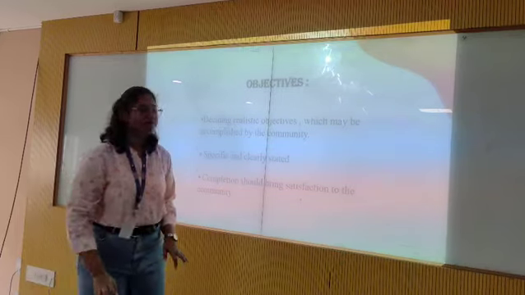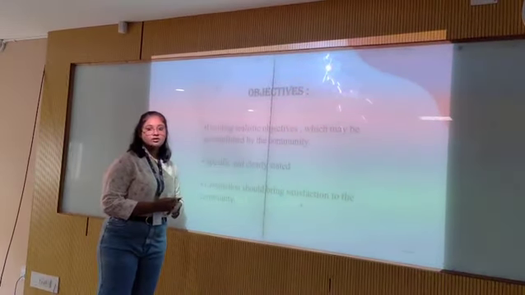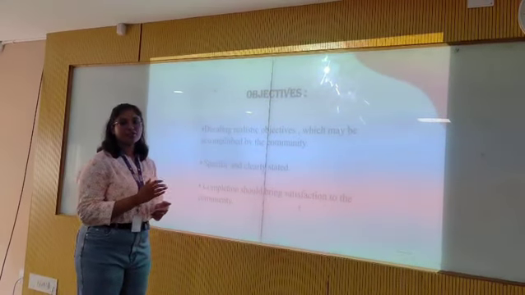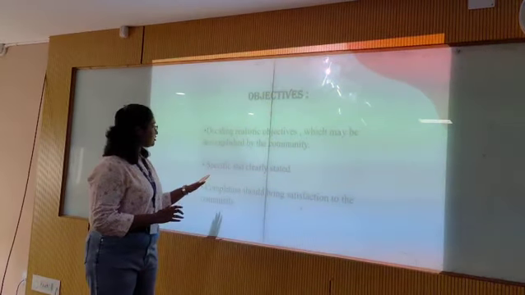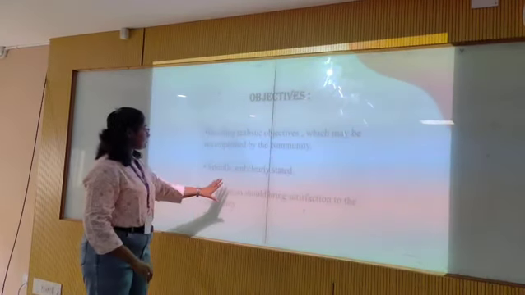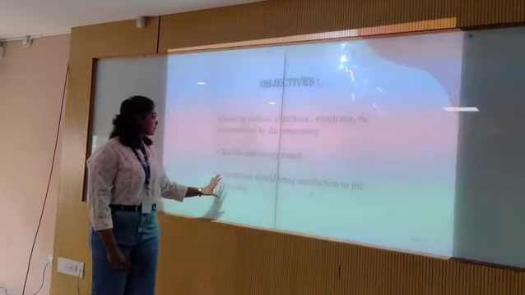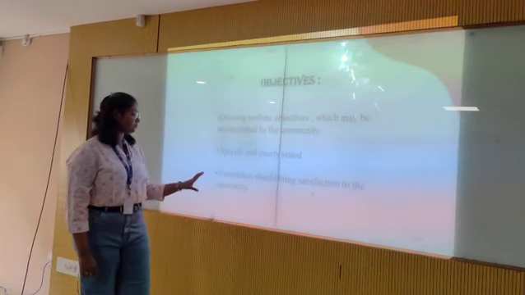With the help of the resources available in the community, we set our objectives. Second is objectives. The main thing is we should decide realistic objectives. We should not set goals that cannot be achieved. They should be realistic and accomplishable by the villagers. Then the objectives should be specific and clearly stated. Third, completion should bring satisfaction to the community.